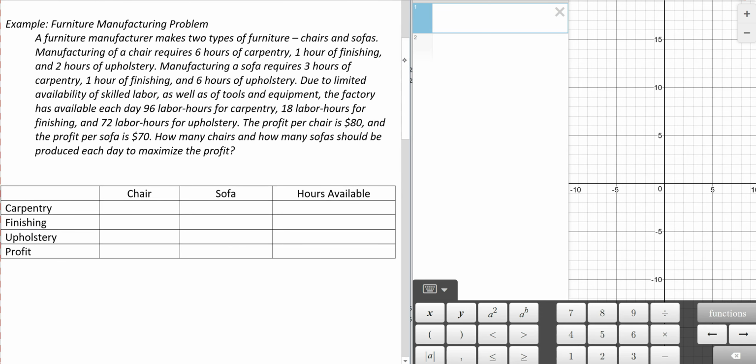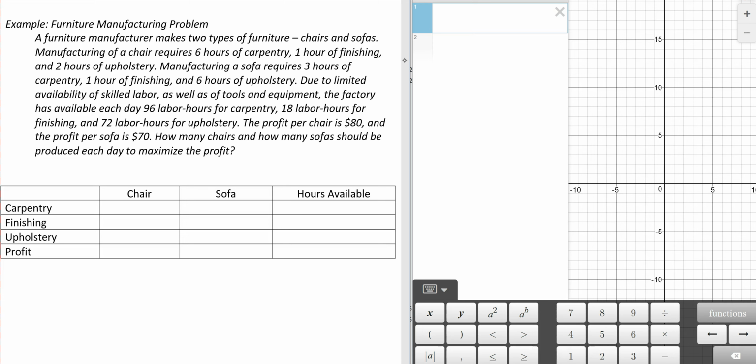A furniture manufacturer makes two types of furniture, chairs and sofas. Manufacturing of a chair requires 6 hours of carpentry, 1 hour of finishing, and 2 hours of upholstery, while manufacturing a sofa requires 3 hours of carpentry, 1 hour of finishing, and 6 hours of upholstery. Due to limited availability of skilled labor as well as of tools and equipment, the factory has available each day 96 labor hours for carpentry, 18 labor hours for finishing, and 72 labor hours for upholstery.